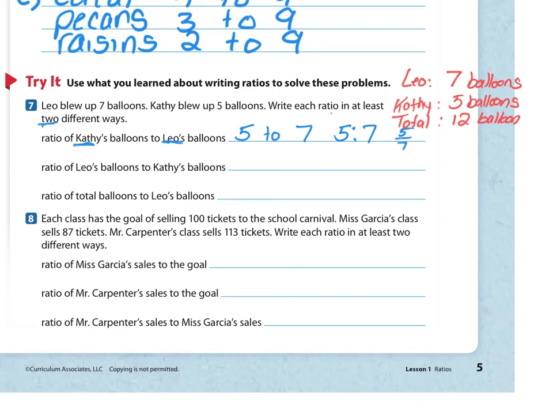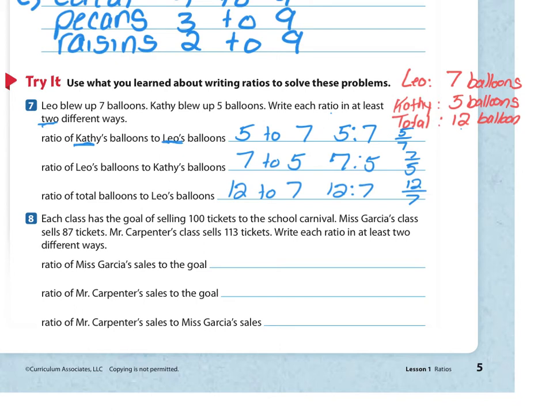Ratio of Leo's balloons to Kathy's. So Leo has 7, Kathy has 5. Almost wrote it wrong. Okay. Remember, order matters. How you write these and what order you write them in definitely matters. Okay, ratio of total to Leo. So my total is 12, Leo is 7. 12 to 7. Okay, again, take a second, pause if you need to, check your work.